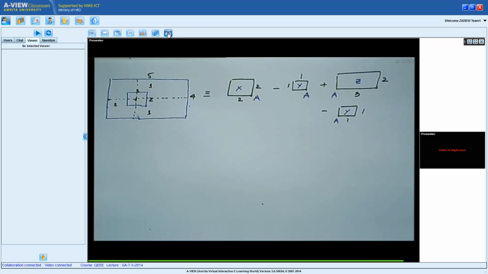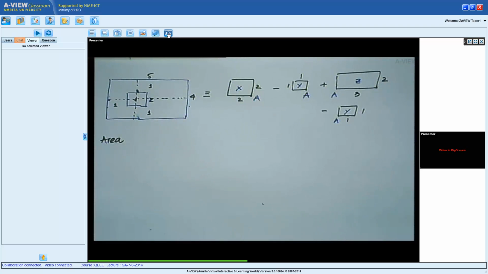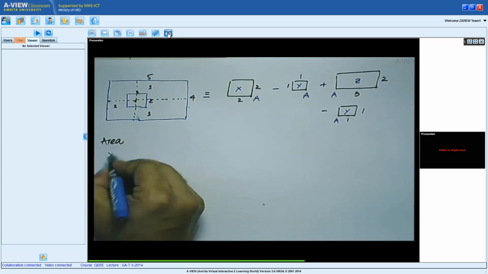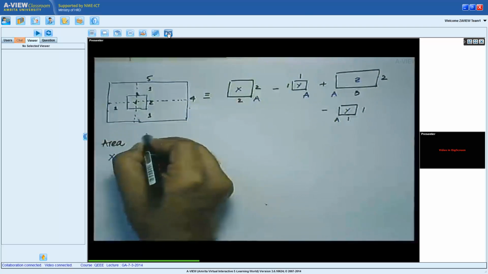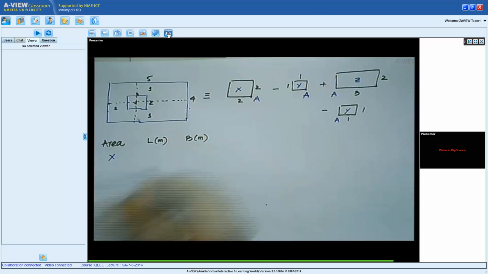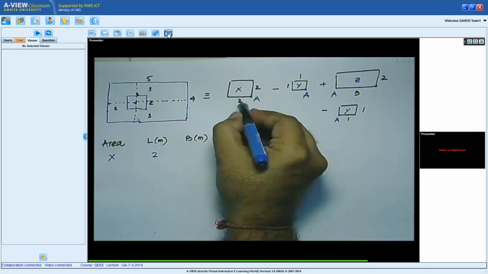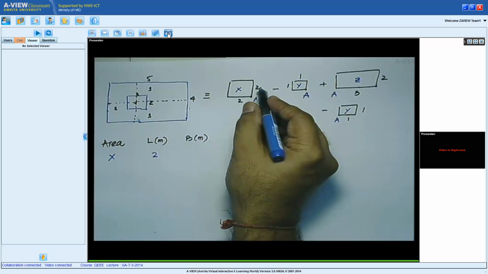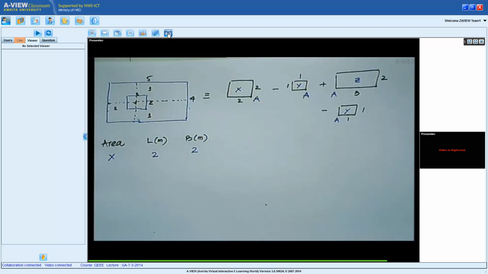So the next job is to read out the values. So I have this area A. I would like you to draw a table. So that's area. The first area is X. Then the dimension L, let me just say this is in meters. B is again in meters. So for the first area X, L, I can take arbitrarily any value, either this value or the other value. It's 2 meters. B is 2 meters again. Okay, what's the next one?